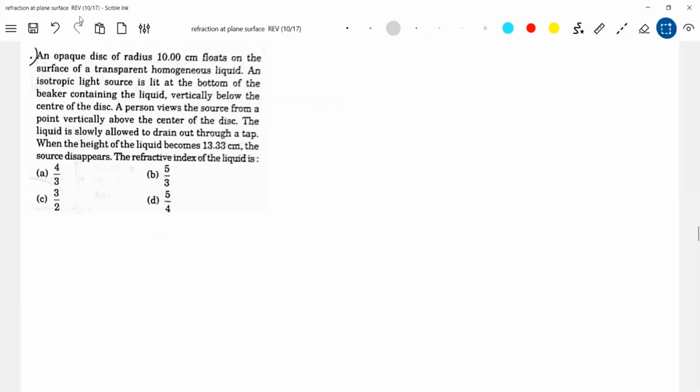On the surface of a transparent homogeneous liquid, the source disappears. I think it's asking some TIR ideas. Nothing big is there. So there's a disk there. We'll go for a plane diagram.